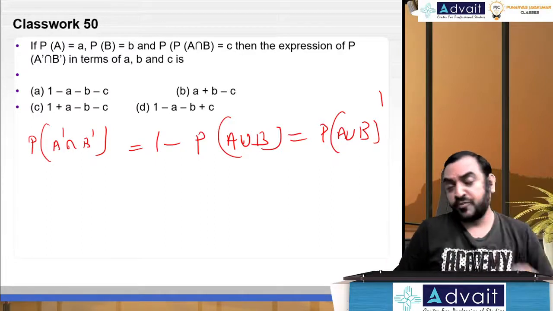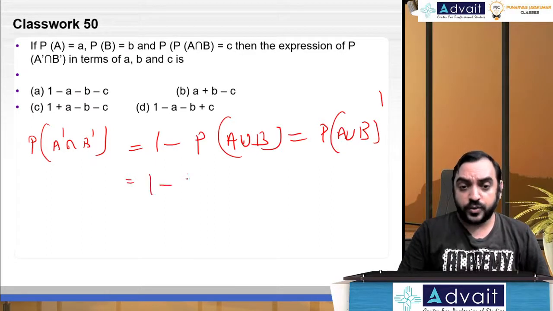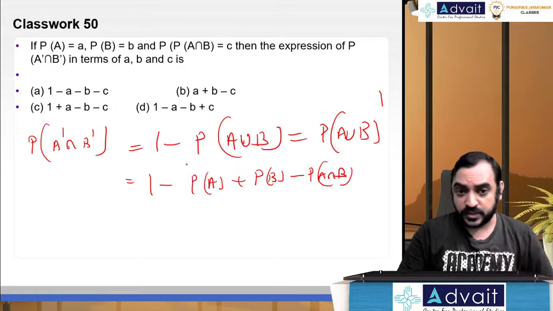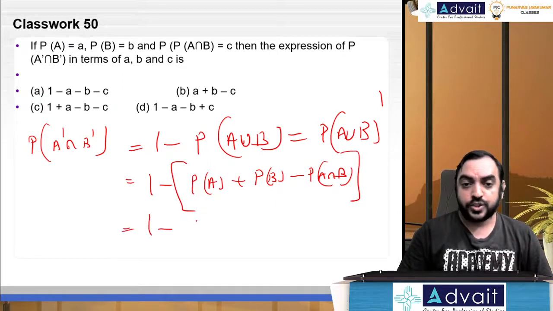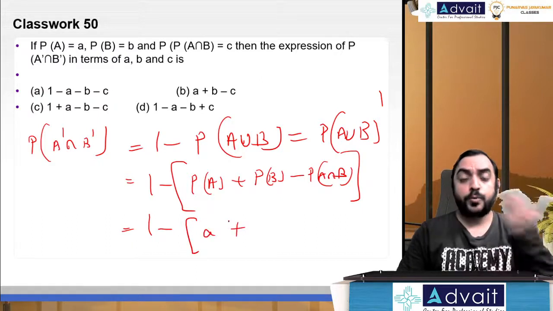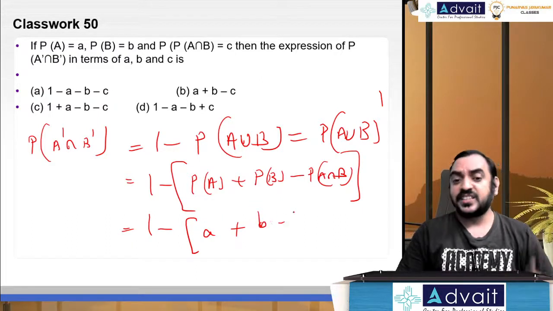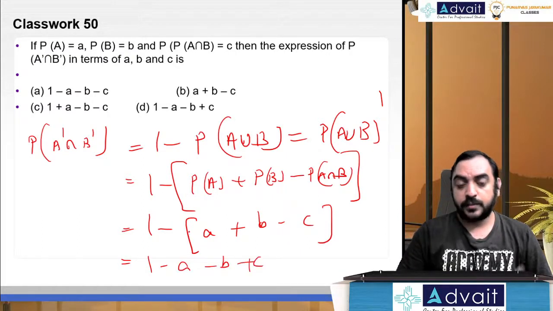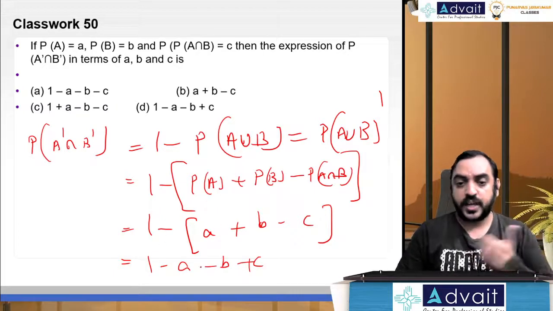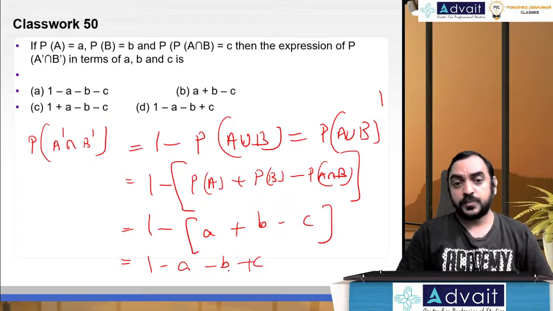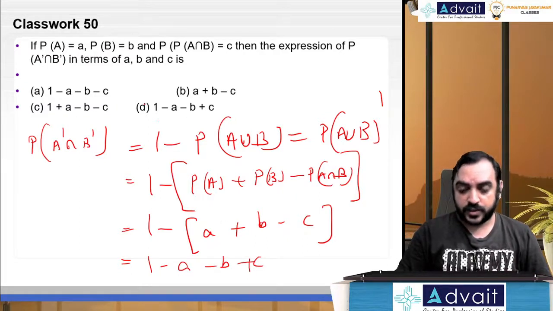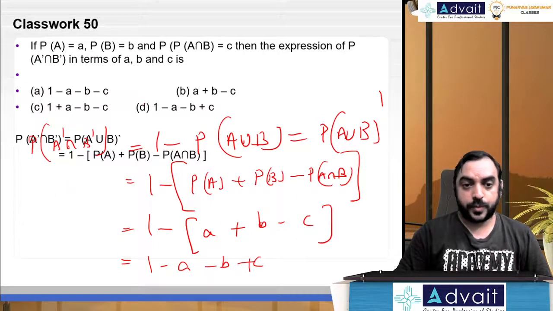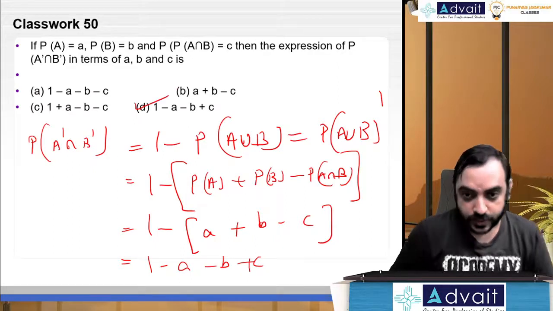Hope you remember. We have done quite a few problems. And what is the formula for A union B? Probability of A plus probability of B minus probability of A intersection B. They are not independent events. They have given some values. So probability of A, take it as small a. Probability of B, take it as small b. A intersection B, take it as c. So open the brackets: 1 minus a minus b plus c. Minus into plus is minus, minus into minus is plus. So 1 minus a minus b plus c. I think option D. Yeah, option D is the answer. Option D.